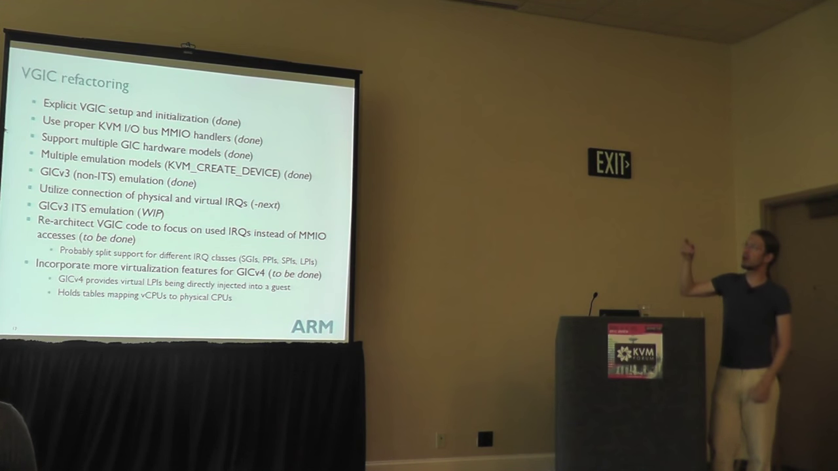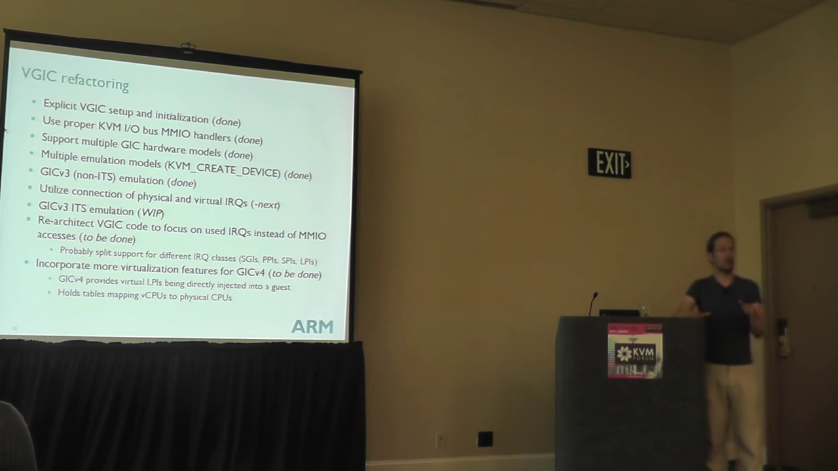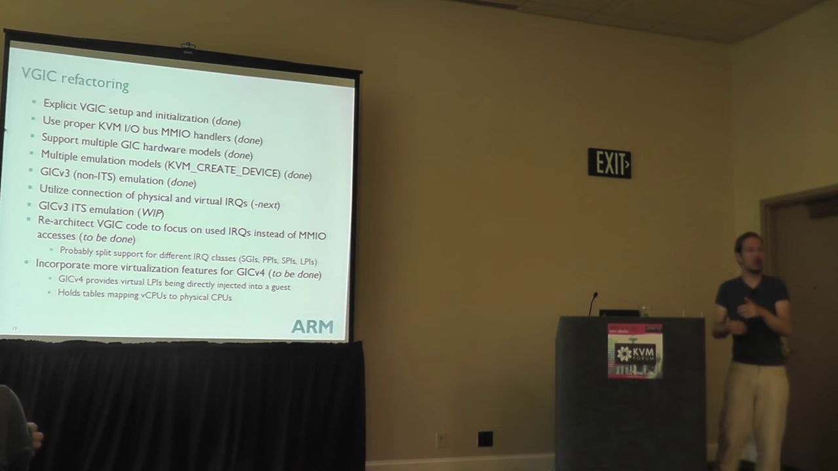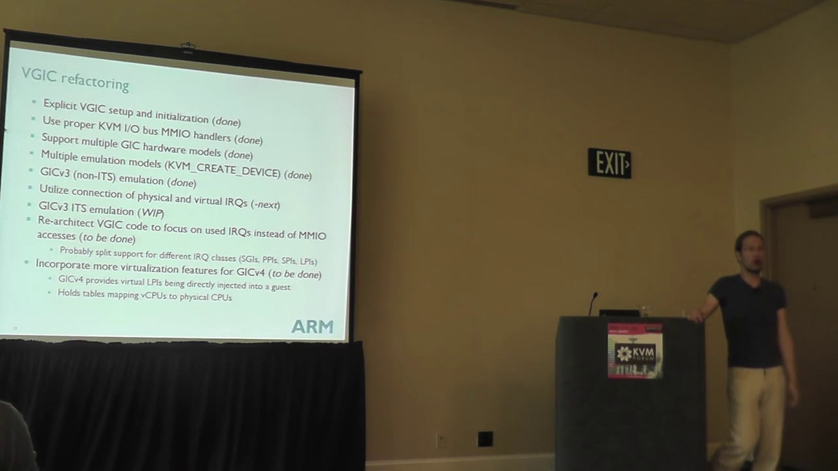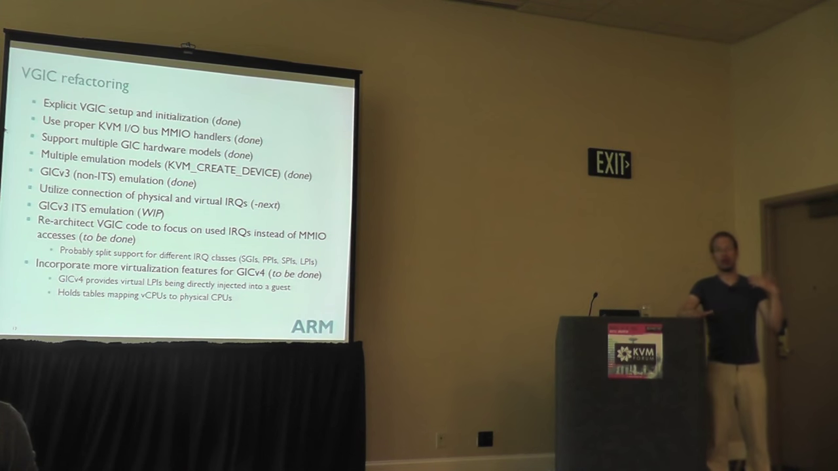We also supported multiple emulation models. Before, it was just a KVM create IRQ chip, I think. So one ioctl without any parameters, which created the IRQ chip. But now you have the choice between GICv2, GICv3, and everything. So there's this KVM create device ioctl, a new one, which is used for other architectures as well. We piggybacked on this and can now properly allow userland to request which GIC model you want to have in a guest.